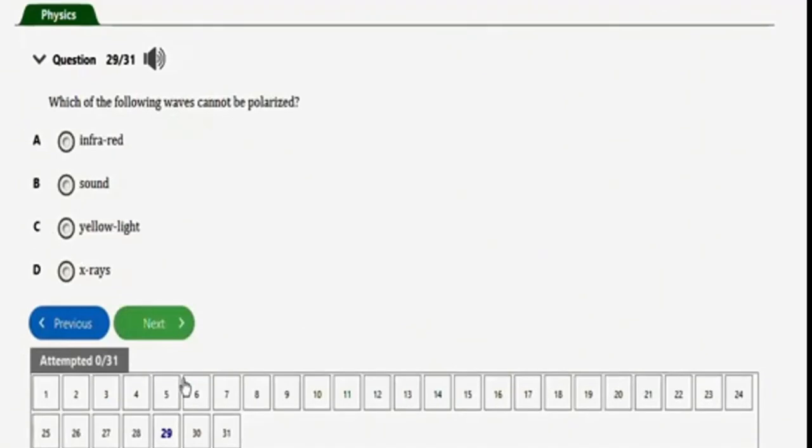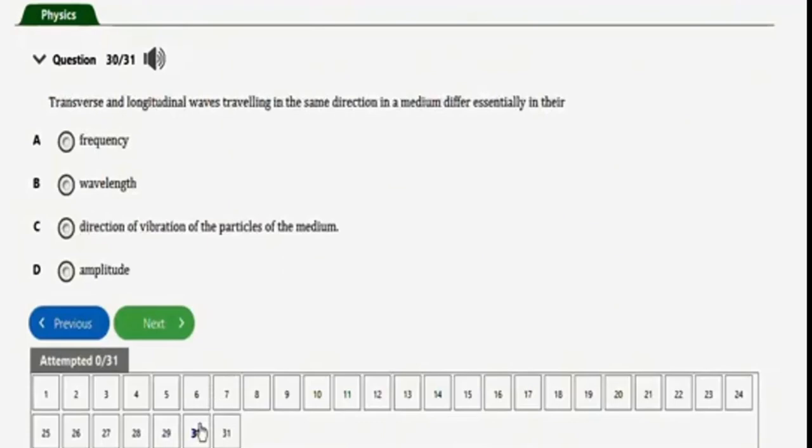It says, which of the following waves cannot be polarized? I've answered this question before. The correct option here is option B, which is sound wave. Next one is this question. It says, transverse and longitudinal waves traveling in the same direction in a medium differ essentially in their. I've also answered this question before. The correct option is option C, direction of vibration of the particles of the medium.